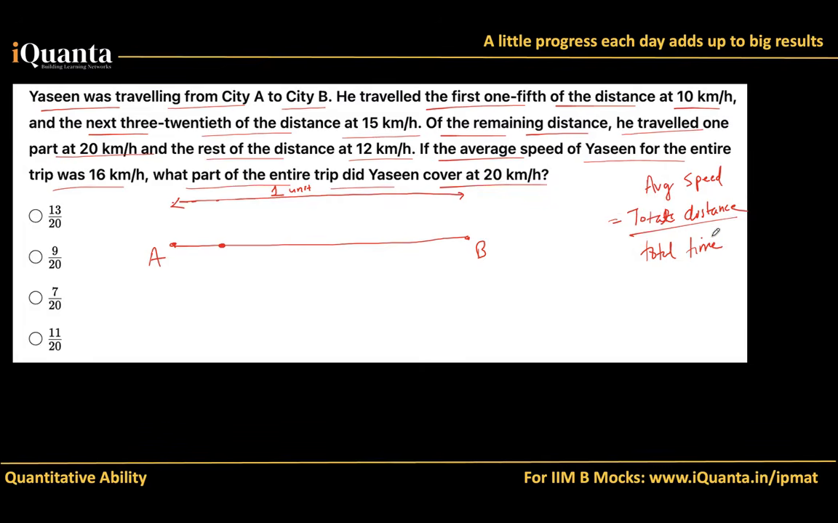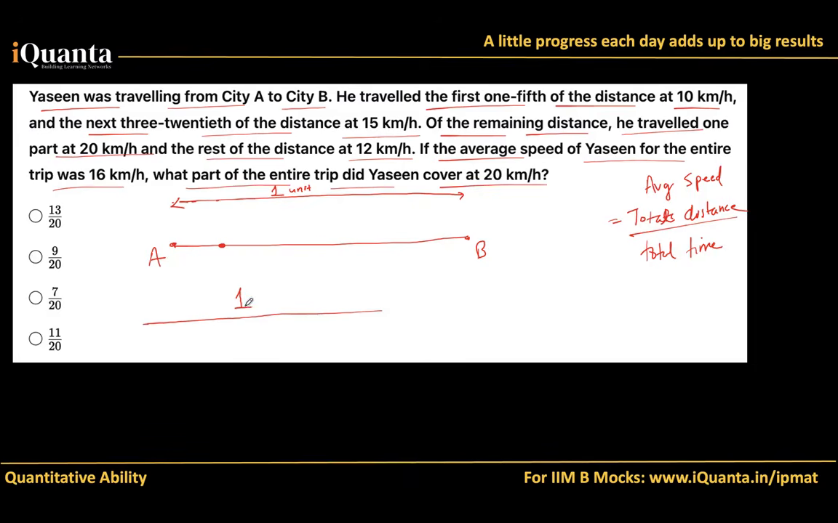We do not keep going in our cars or vehicles at a constant speed. Sometimes our speed is high, then low, then high, then low. So average speed is something which is more connected to real life. So total distance, I've assumed that it is 1 unit over here, and we are now going to calculate the total time taken.